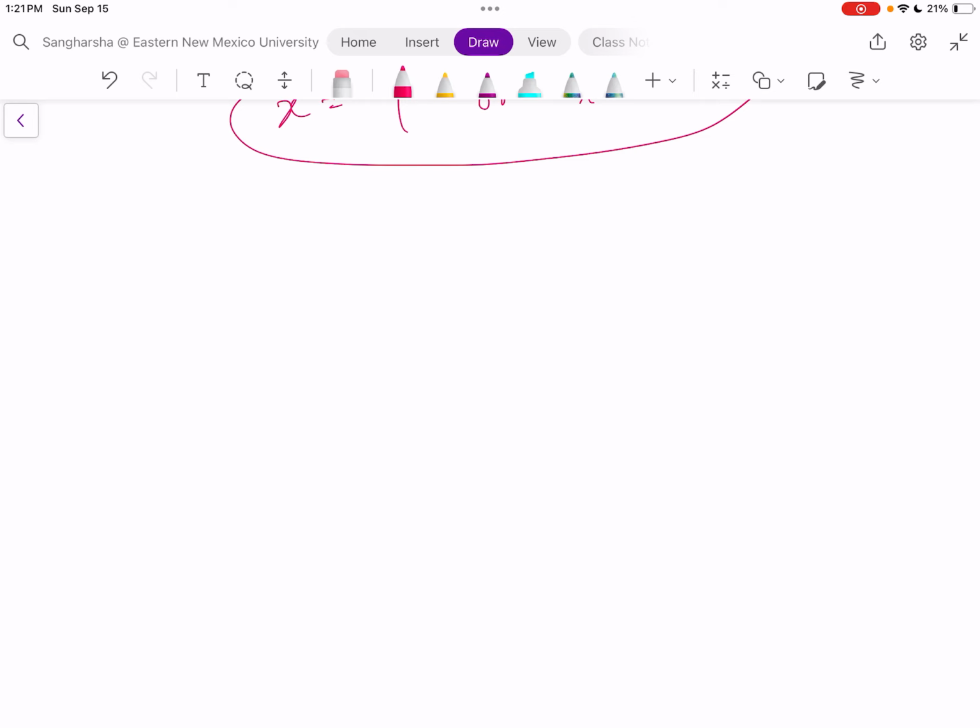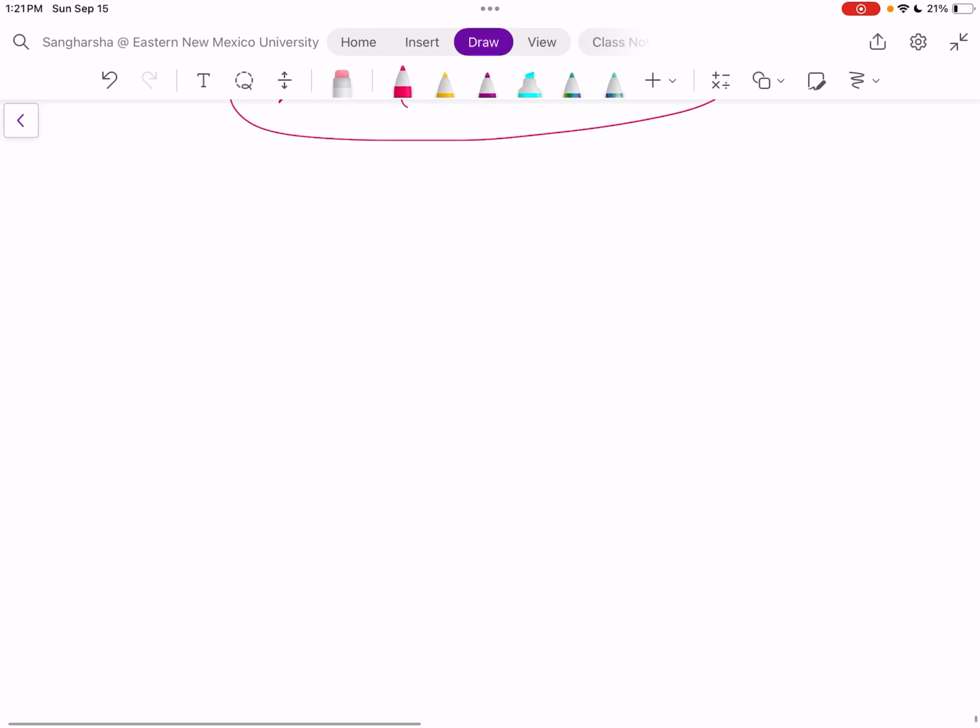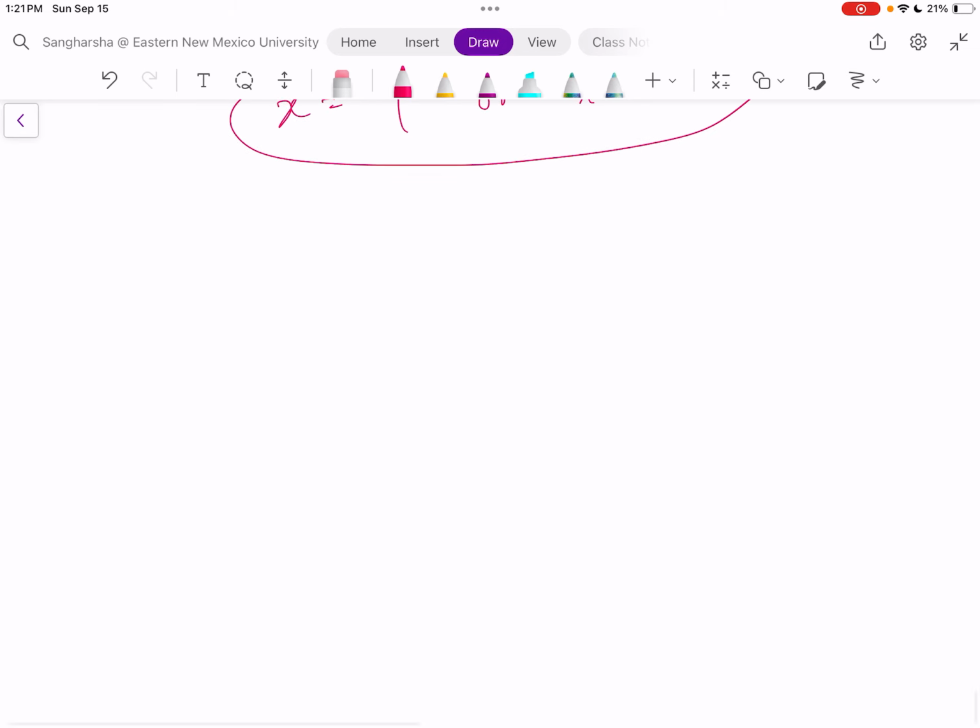66 and 71. Let me do both here. In 66 we have absolute value of 3x plus 10 greater than 5, and we are asked to solve this inequality and write our answer in interval notation.